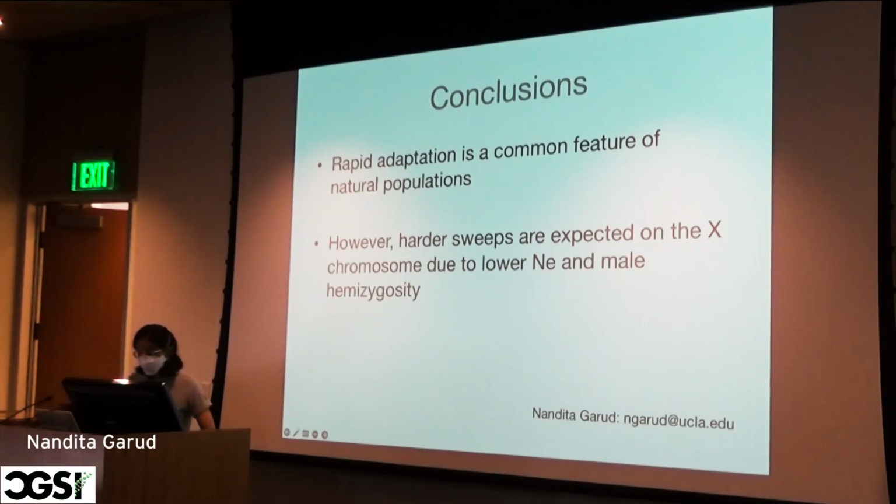And so I want to conclude with a couple of major points. The first is that rapid adaptation is a common feature of natural populations. We see it in Drosophila, humans, as well as many other organisms. However, harder sweeps are expected on the X compared to autosomes due to a lower NE and male hemizygosity.